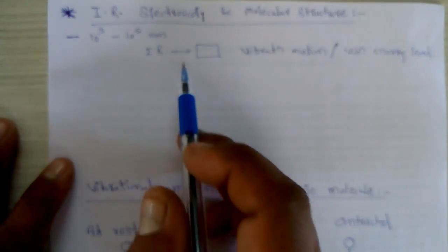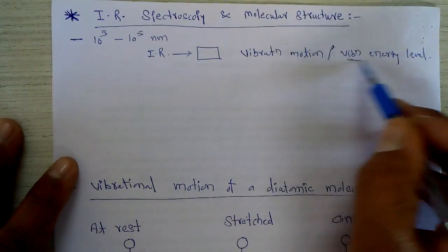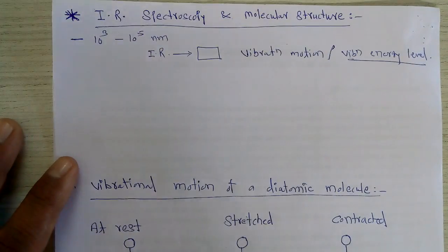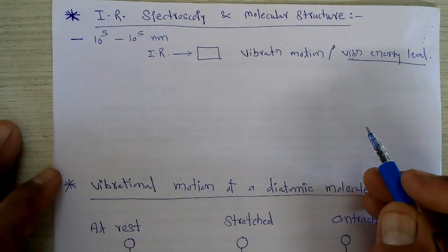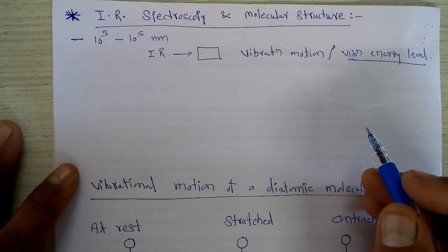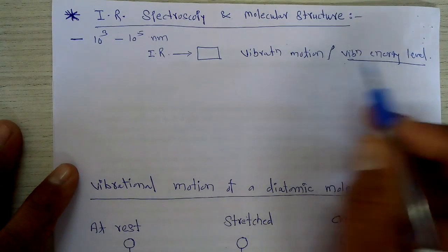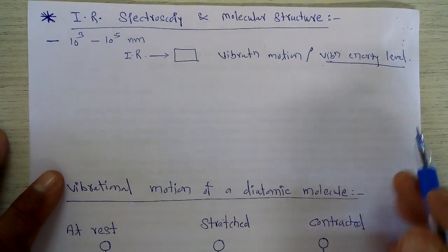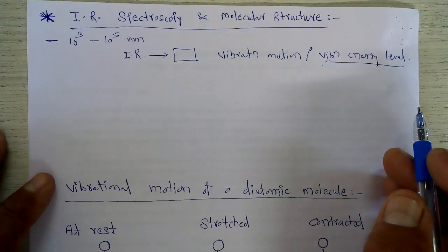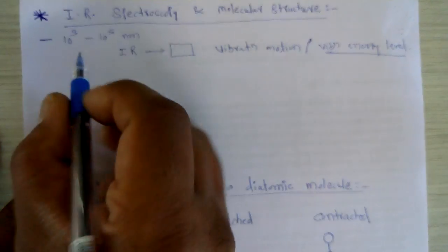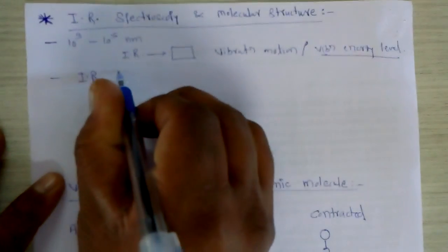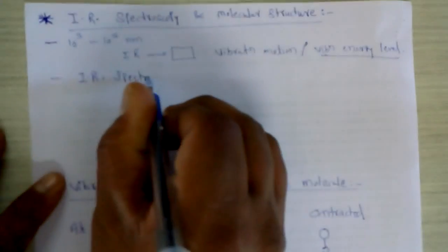The molecule goes from one vibrational energy level to another vibrational energy level, and during this the radiations are absorbed by the molecule. During such an interaction, a spectrum is obtained, and that spectrum is nothing but the IR spectrum.